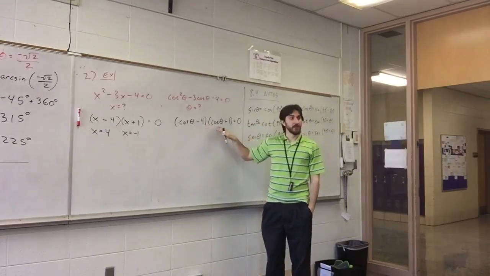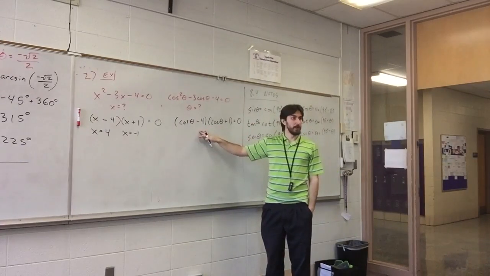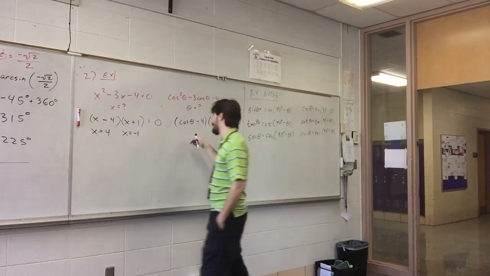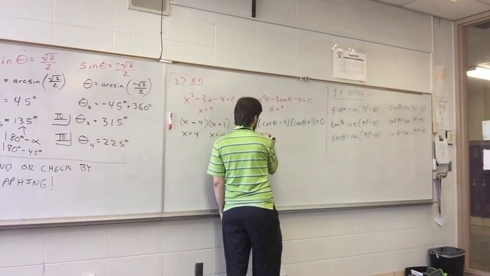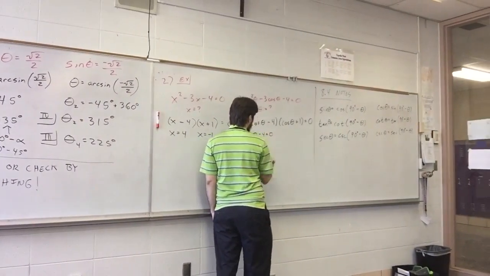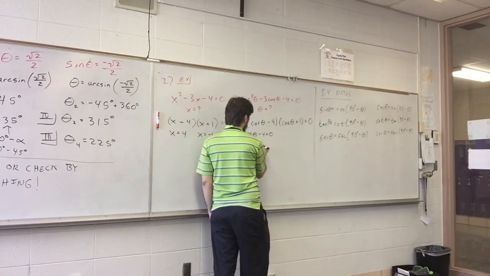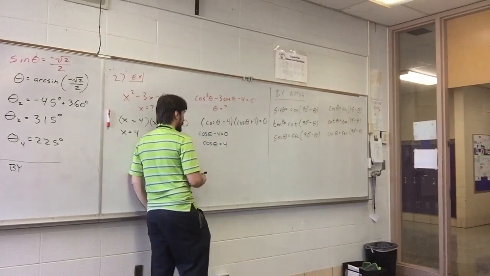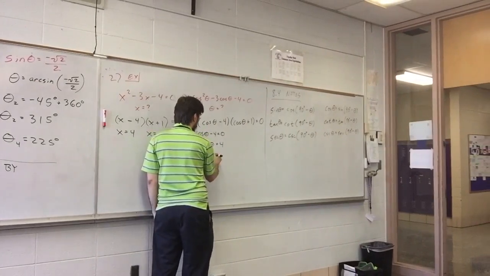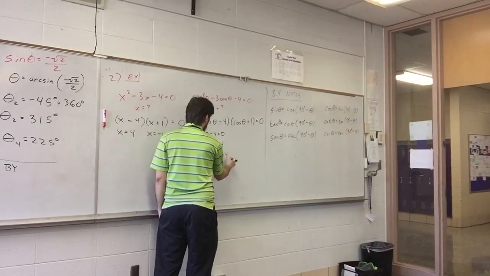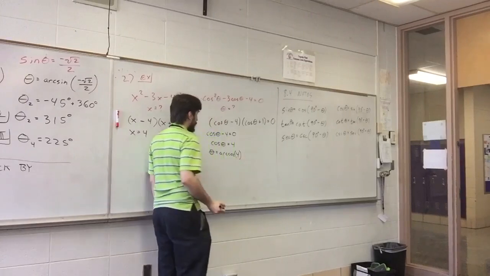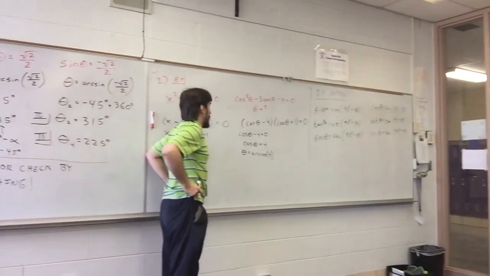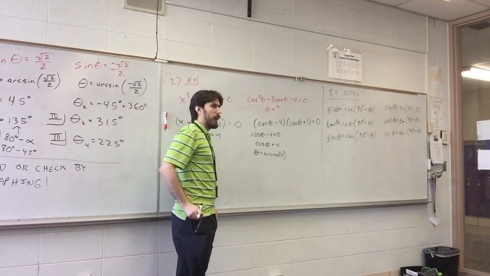And now you'd have to solve these. And then this one you probably just can't do in your head. You'd have to actually work it out. We want cosine of theta minus 4 to equal 0, which means the cosine of theta would equal 4, which means theta would be the arc cosine of 4, or the inverse cosine of 4, which is what?